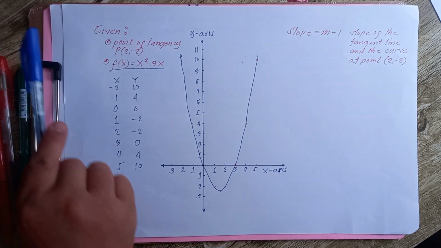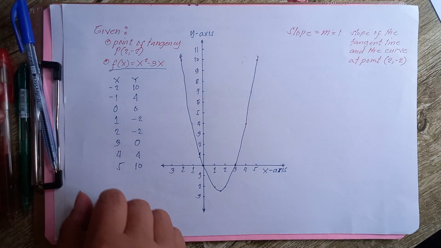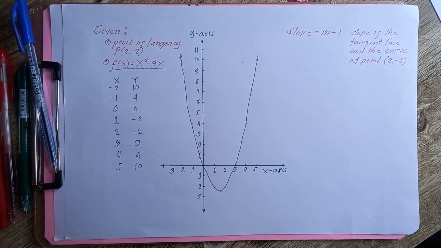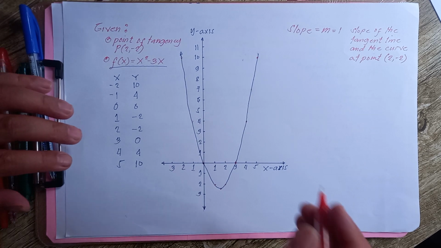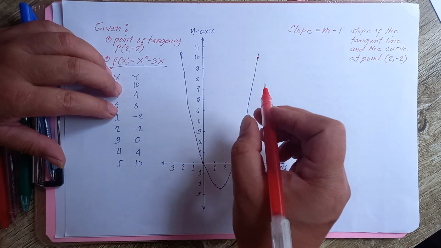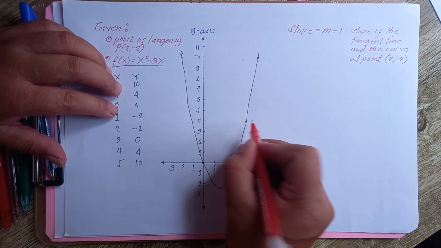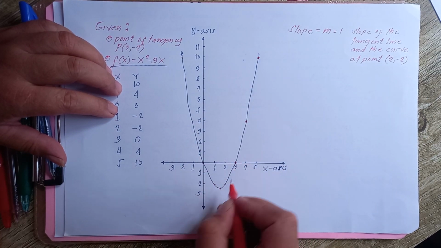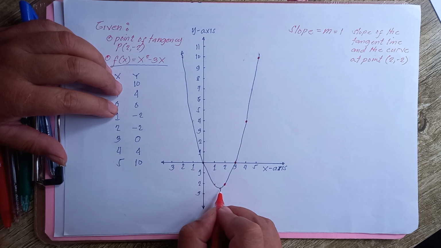So that is my parabola. Okay, so that is my parabola. So again, let's try to redo the coordinates. So these are the coordinates.